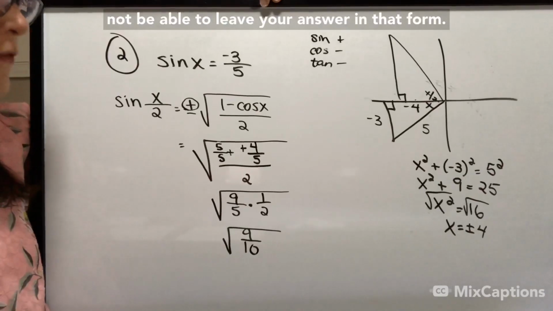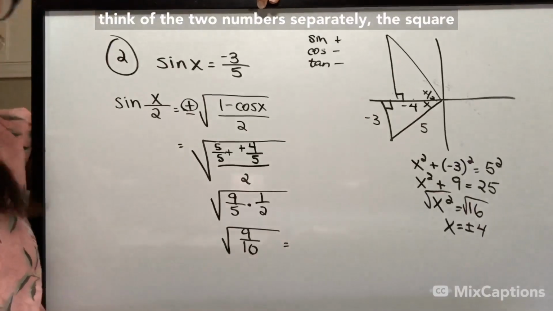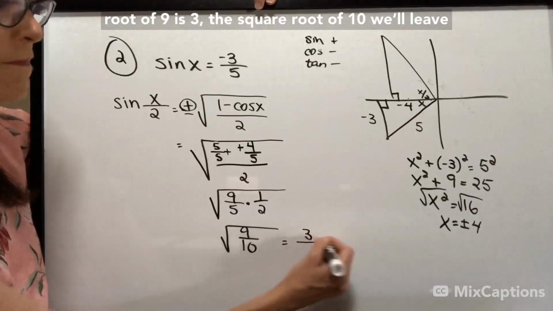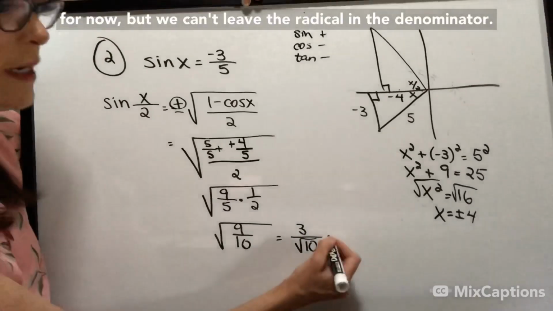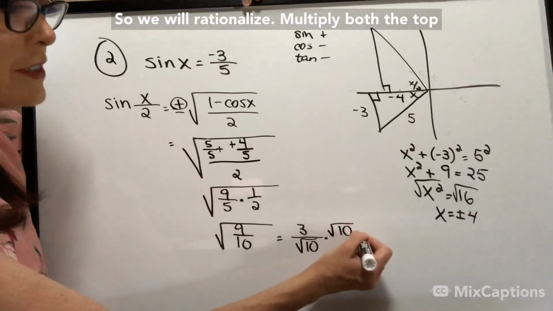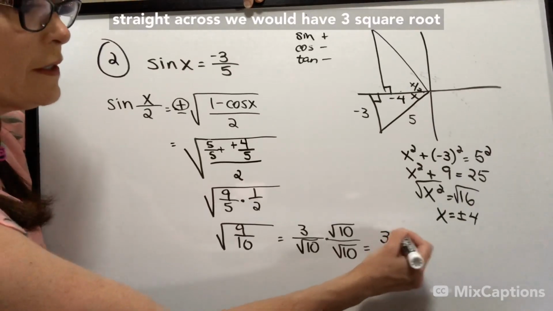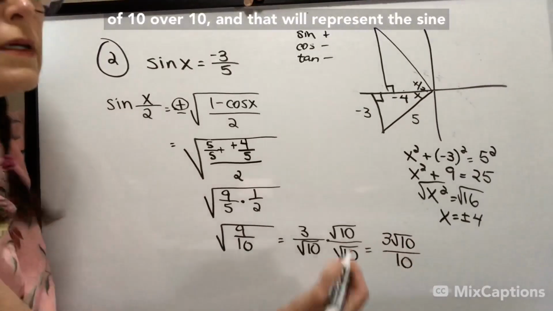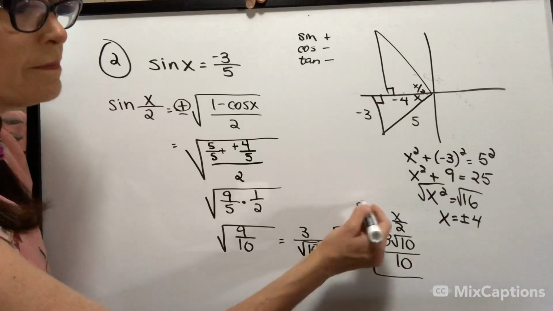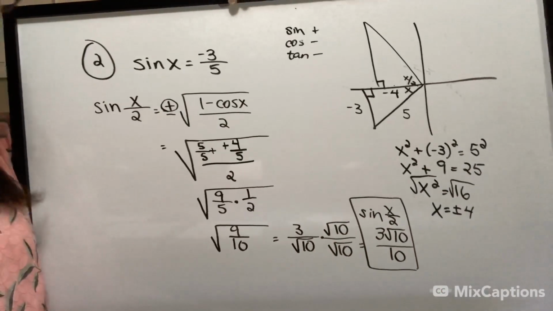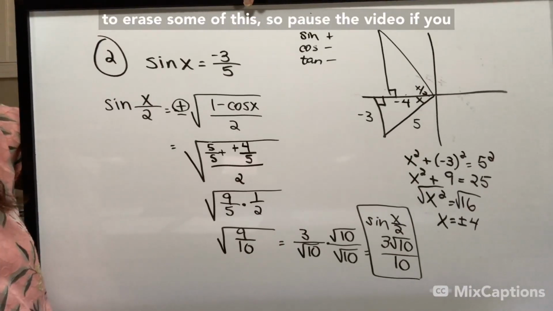And you would not be able to leave your answer in that form, so we would need to simplify that radical. So think of the two numbers separately. The square root of 9 is 3. The square root of 10 we'll leave for now, but we can't leave the radical in the denominator, so we will rationalize. Multiply both the top and the bottom by square root of 10. So multiplying straight across, we would have 3 square root of 10 over 10. And that will represent the sine of x over 2, or half of x. So final answer is right there. Okay, I'm going to need to erase some of this, so pause the video if you need to catch up.